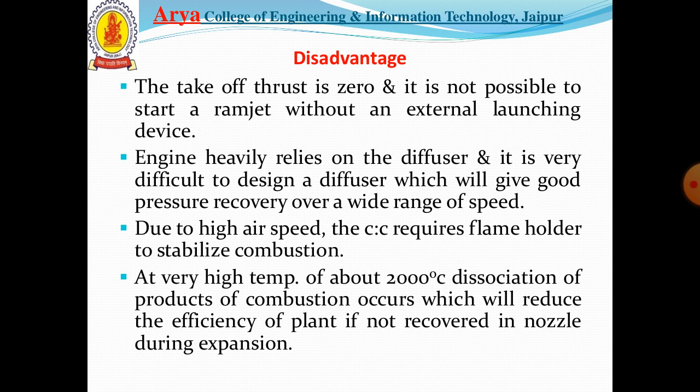Due to high air speed, the combustion chamber requires a flame holder to stabilize combustion. At a very high temperature of about 2000 degrees Celsius, the dissociation of the products of combustion occurs, which will reduce the efficiency of the plant if not recovered in the nozzle during the expansion.